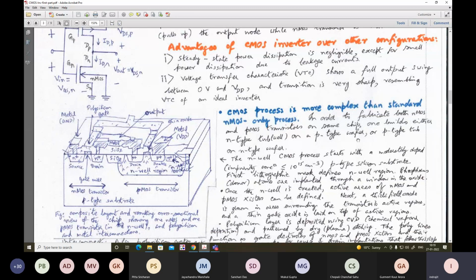Okay, so in order to fabricate both NMOS and PMOS transistors on the same chip, one can build either an N-type tub or N-type well, in which we can manufacture the PMOS transistor, or a P-type tub on an N-type wafer. So you can have the underlying wafer to be N-type, on which you can build up a P-type well, and build an NMOS transistor there.